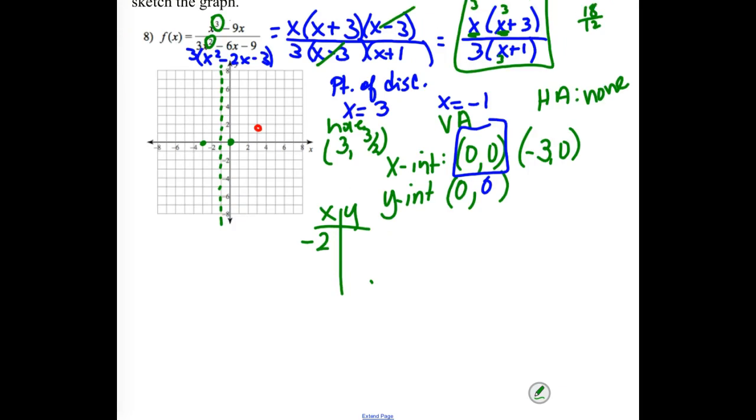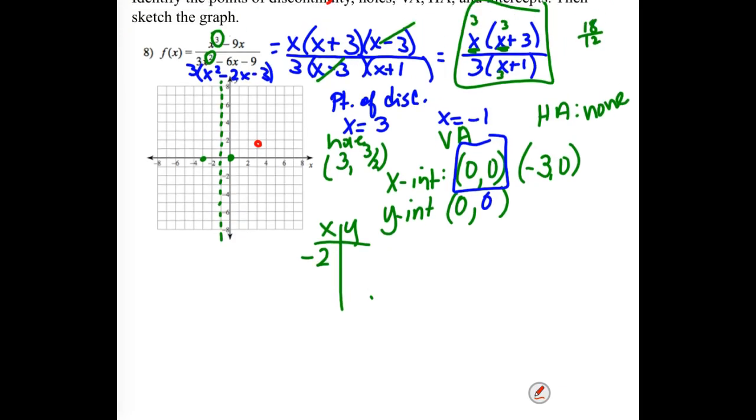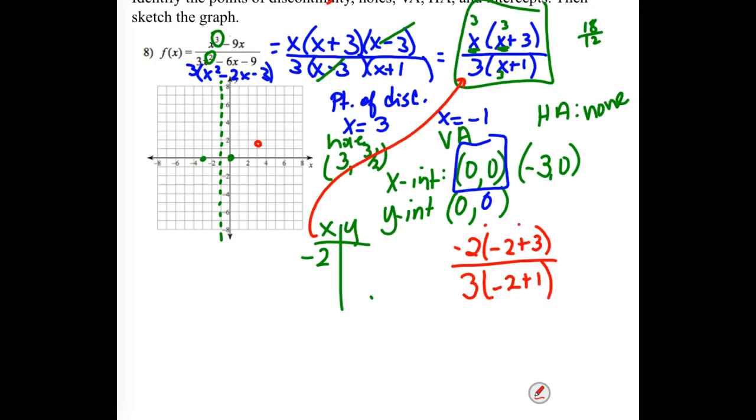So go back to our simplified version here. Let's put that -2 in. We get -2 times -2 plus 3 over 3 times -2 plus 1. So we have -2 times 1. And we have 3 times -1. So 2/3.